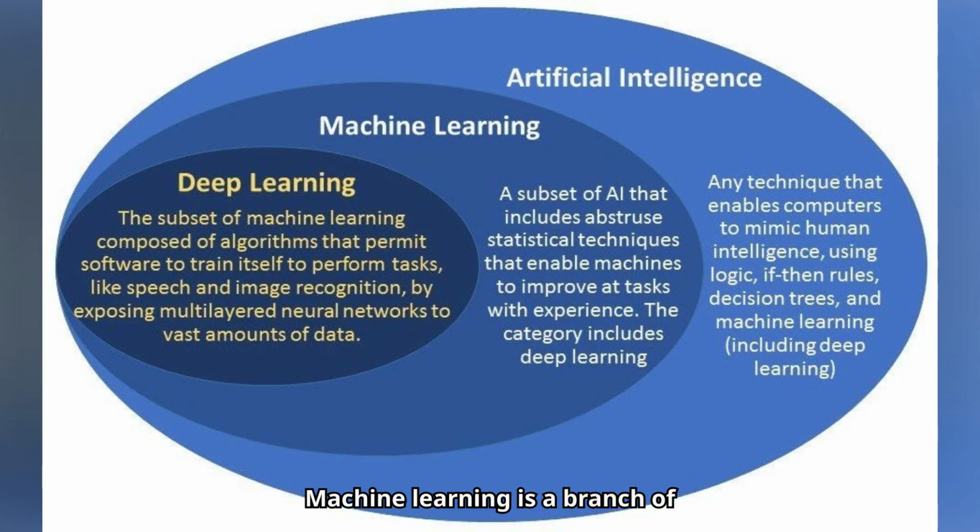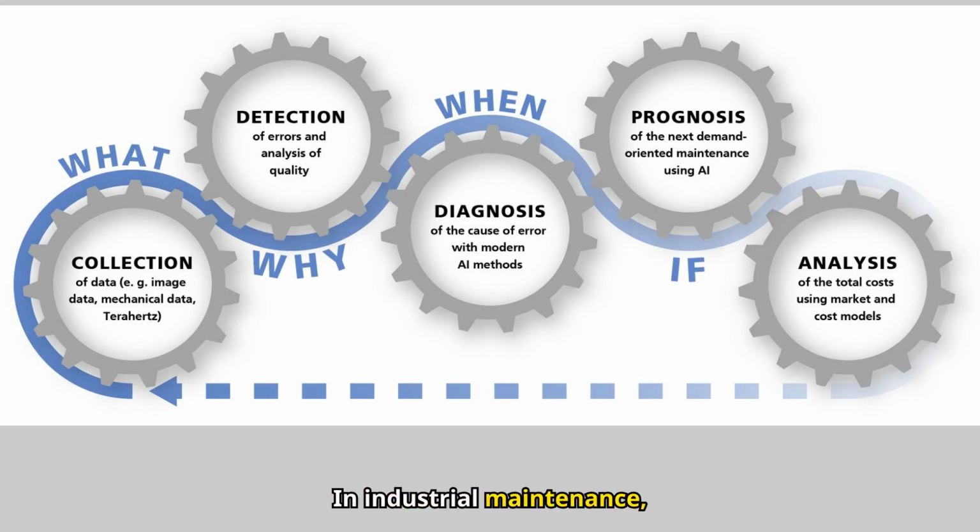Machine learning is a branch of artificial intelligence that allows machines to learn from data, identify patterns, and make decisions without being explicitly programmed for each task. Unlike traditional systems which follow fixed rules, machine learning continuously improves as it receives more data. In industrial maintenance, this means that machines can learn to predict failures, optimize performance, and improve efficiency, all based on the data they receive from sensors installed on equipment.